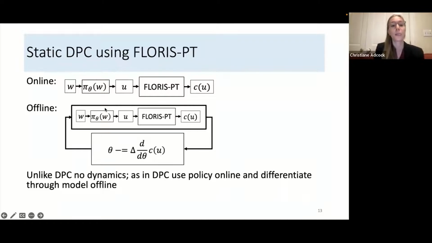Offline now, I take this online series and then I differentiate the power with respect to the parameters of the policy and then take a gradient descent step. So you can see that even though this is static, there's still a lot of similarities to that DPC method I previously presented. You're still using the policy online and then you're differentiating through the model offline to learn it, which is why I'm referring to it here as static DPC.